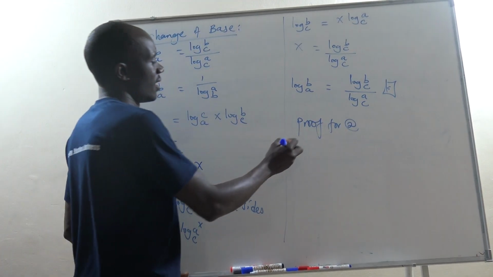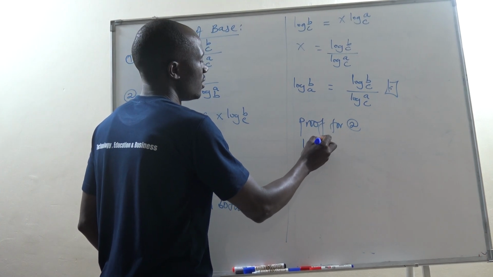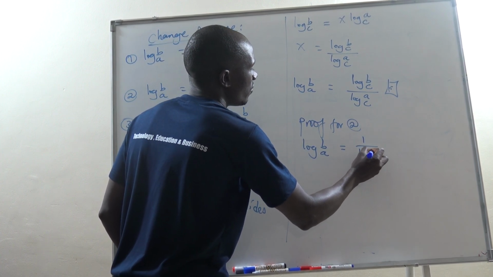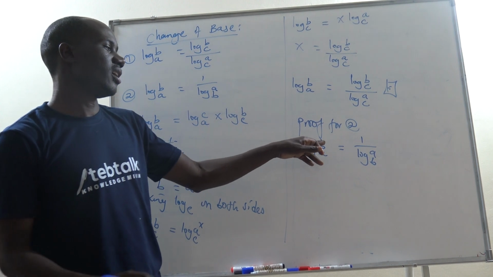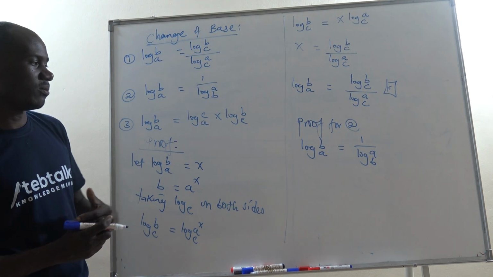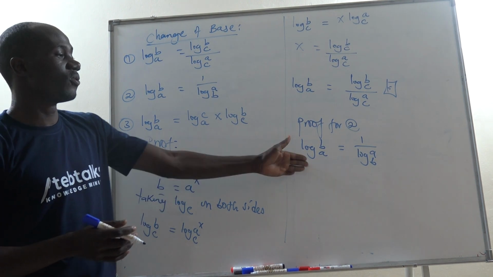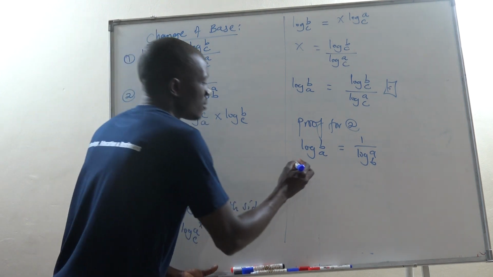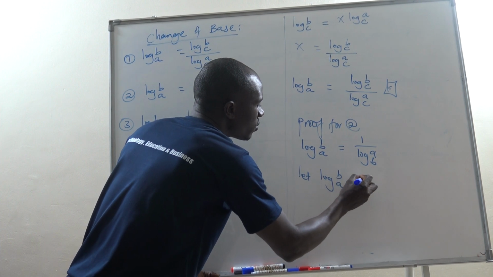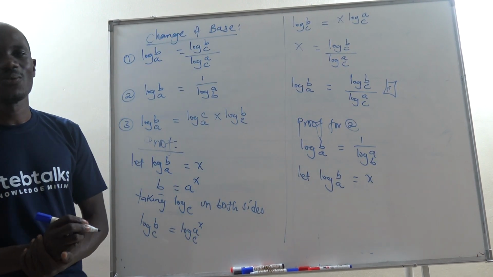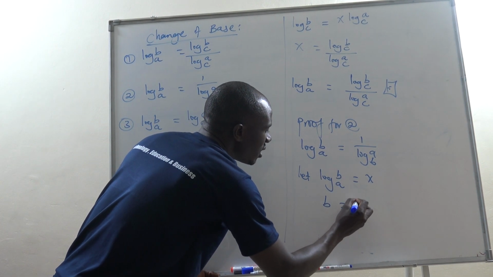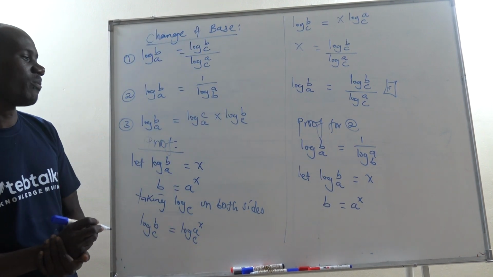Still I've said that log of b to base a is the same as 1 out of log of a to base b. You can see it was reading as log of b base a. Now it is saying 1 out of log of a to base b. You can see the base is being changed. You want to prove why it is like that. So we are going to use the same thing. You can say let log of b to base a equals x. So we use the index form. This is the same as b equals a to power x.